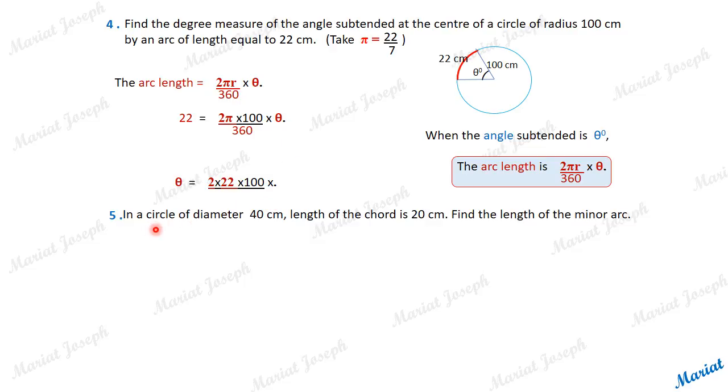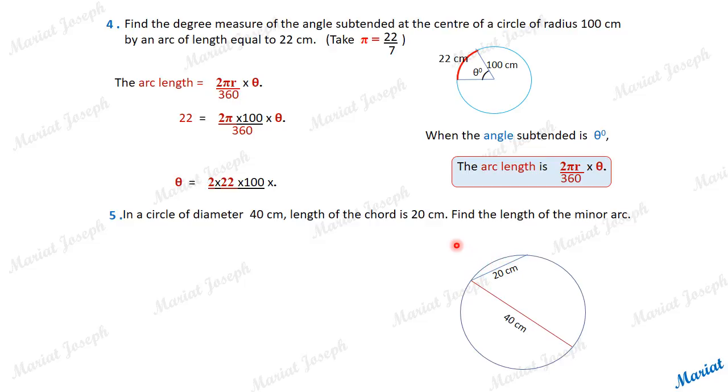Next, in a circle of diameter 40 cm, the length of a chord is 20 cm. Find the length of the minor arc. Here the circle has diameter 40 cm. There is a chord whose length is 20 cm. Let me take this chord as 20 cm. Now, we need to find out the arc length. This arc length is what I want to find out.